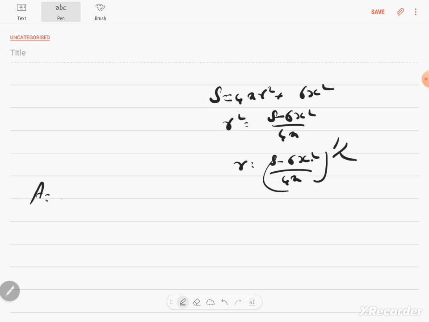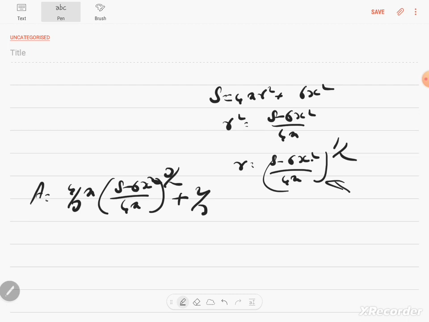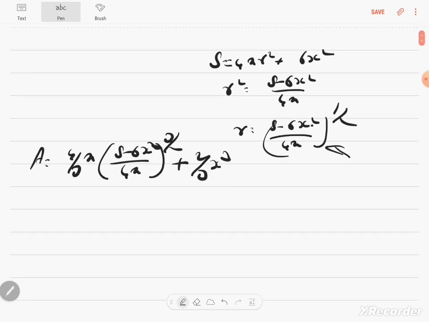The combined volume is maximum. The volume of the sphere is 4 by 3 πr³, where you can substitute ((S minus 6x²) by 4π) to the power 3 by 2 in r³'s place, because r is so much. 4 by 3 πr³ plus the volume of the cuboid, which is l into b into h, which is 2 by 3 into x³, because one side is x by 3, another side is x, another side is 2x. So this is the volume.